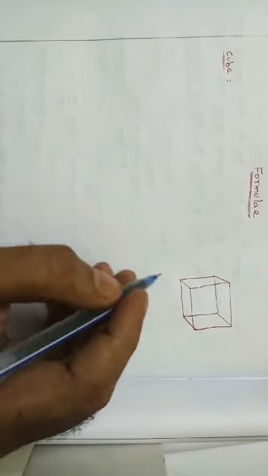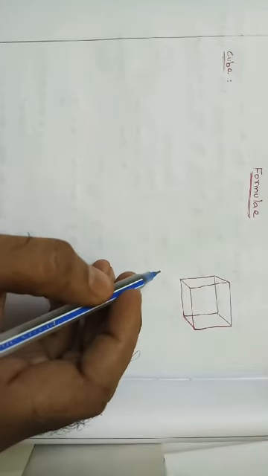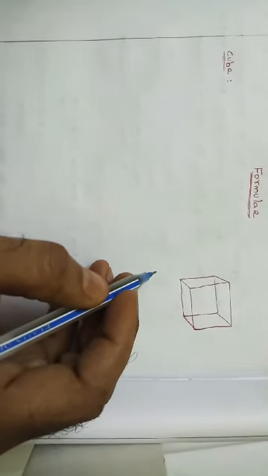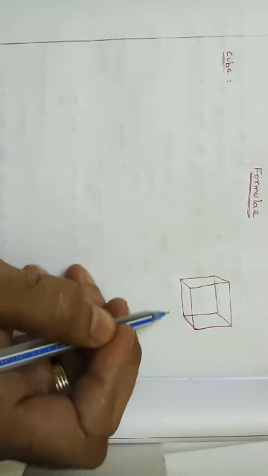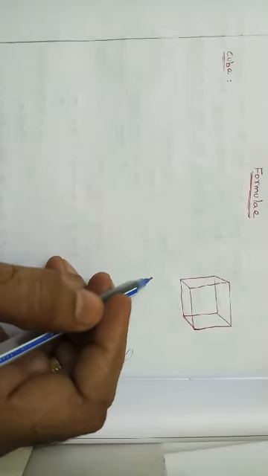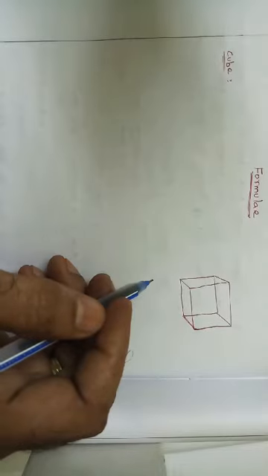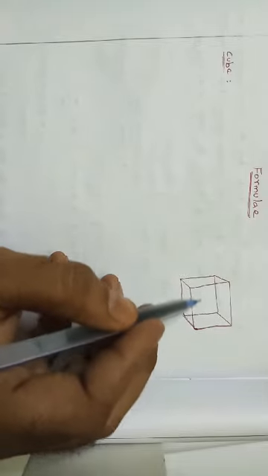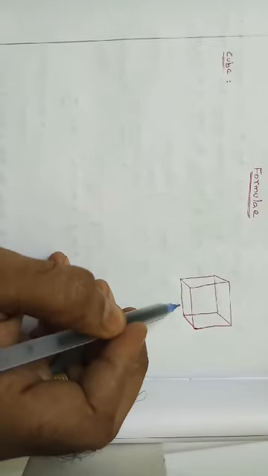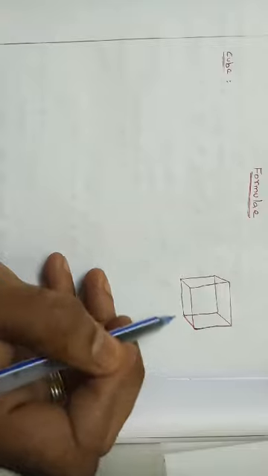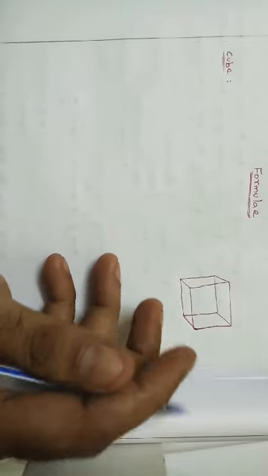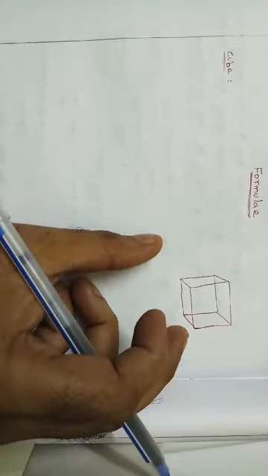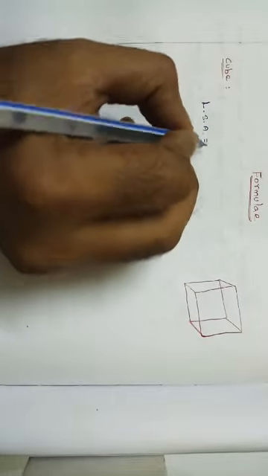Now, LSA. Yesterday itself we learned, for a cube, how many faces are there? 6. Front, back, left, right, top and bottom. Totally 6 faces. So by joining 6 squares, that is called a cube. Today we are going to see the formulas. So LSA of cube.